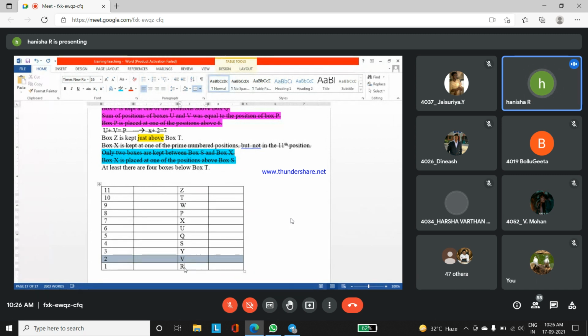R, B, Y, S, Q, U, X, P, W, T, and Z. This is the exact answer for this question. Okay, have a look at this question. There were some network issues in between. Have a look at this. At any point if you could not understand, if you have a doubt at any point, you can ask me. Okay, I'll explain it to you. But for now you can look at this question.